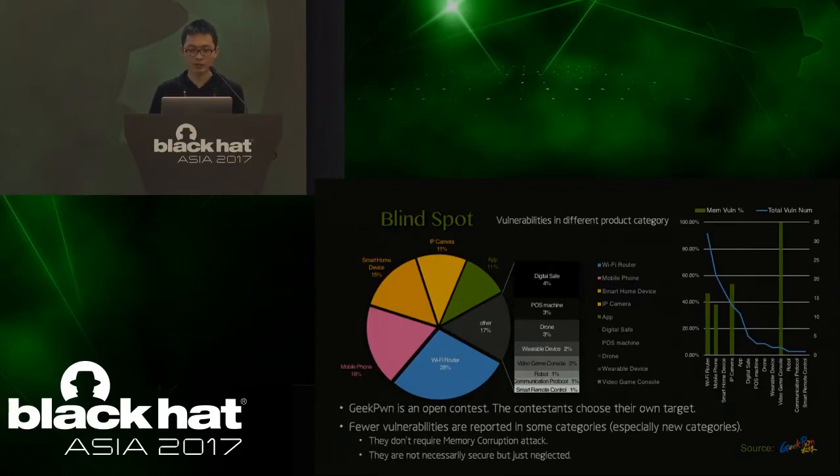We counted the portion of memory corruption vulnerabilities in each product category and got the right chart. We can see that in 3 of the 4 categories with the most vulnerabilities, half of the vulnerabilities are memory corruption vulnerabilities, while in most of the rest of the categories, none is. As a conclusion, fewer vulnerabilities are reported in some categories, especially some new categories. They are not necessarily secure, but just neglected.